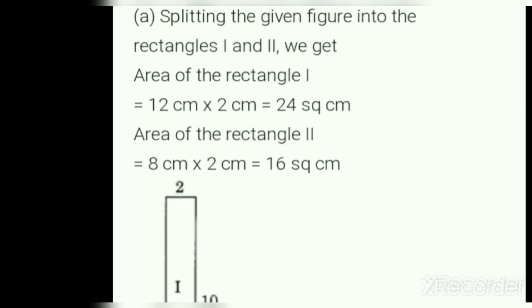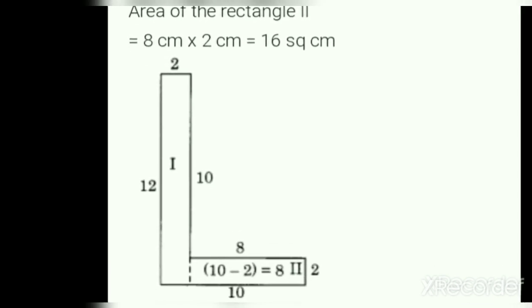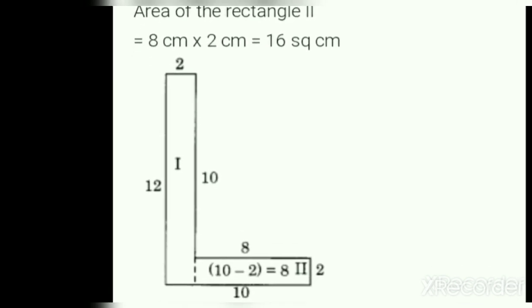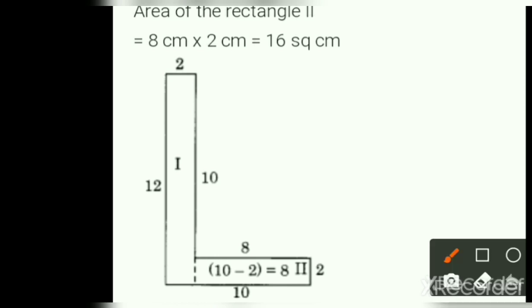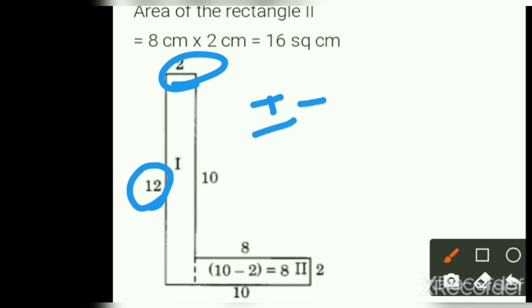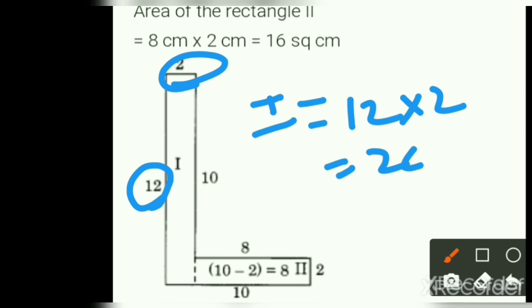Area of rectangle 1: we know the formula is length into breadth. From this figure, what is the length? As you can see, 12 is the length of the rectangle, and 2 is the breadth. So the first rectangle is 12 into 2, which is nothing but 24 square centimeter. This is the area of the first rectangle.